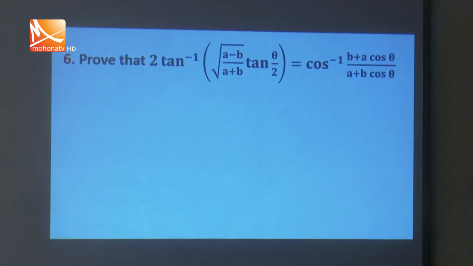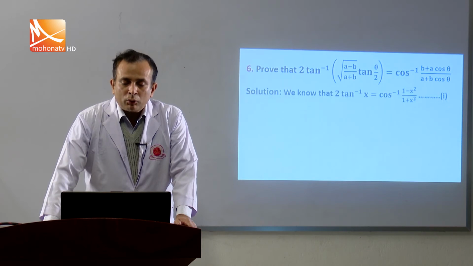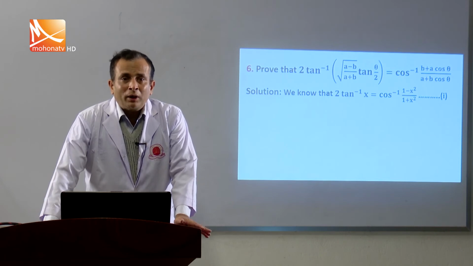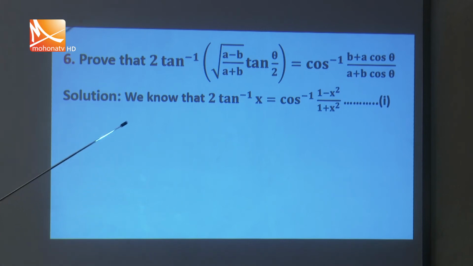Okay, now we are going to see another problem, problem number 6. You just see that it is a very important question. Prove that 2 tan inverse of root of a minus b by a plus b into tan theta by 2 equals cos inverse of b plus a cos theta by a plus b cos theta. Okay, now we are going to see the solution of the problem. We have already learned a formula like this: 2 tan inverse x equals cos inverse of 1 minus x square by 1 plus x square. This is relation number 1.